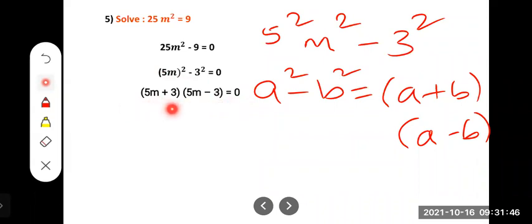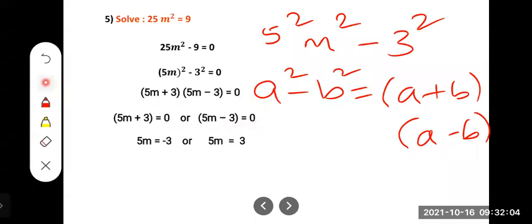So now this type you got. Now each term you have to equate to 0. So how you will do? 5m plus 3 equal to 0 and 5m minus 3 equal to 0. Now we'll find the m value. 5m equal to minus 3, since plus 3 comes to the other side and becomes minus 3, or 5m equal to 3, since minus 3 comes to the other side and becomes 3. Is it clear, children?